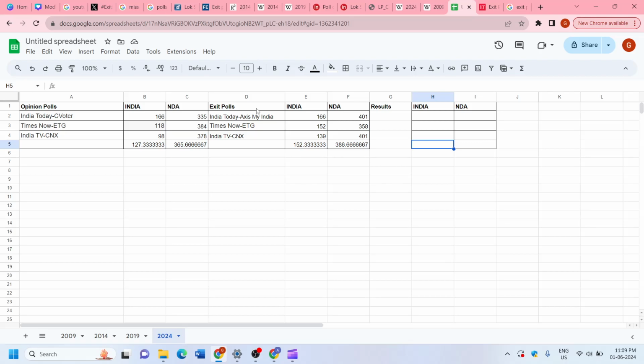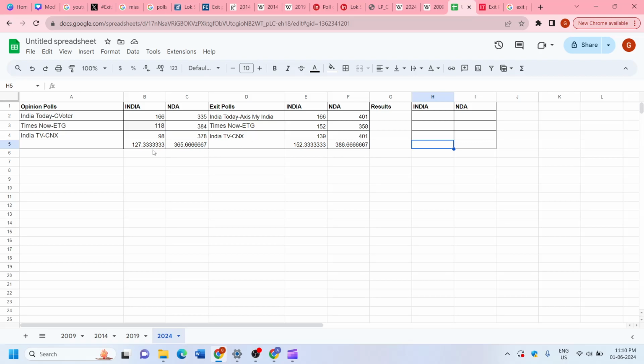And the Times Now ETG opinion poll shows India getting 118 seats and NDA getting 384 seats. And the exit poll shows India getting 152 seats and NDA getting 358 seats. And the India TV CNX opinion poll shows India getting 98 seats, NDA getting 378 seats. In their exit poll, India gets 139 seats and NDA gets 401 seats.